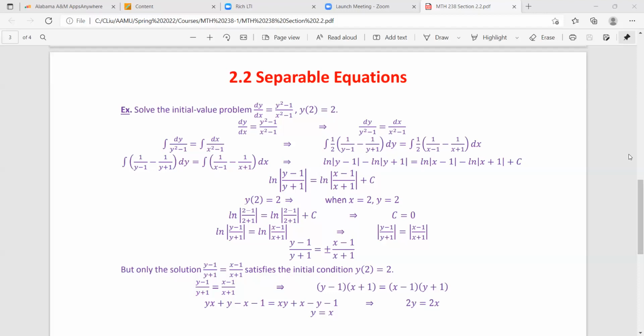So y minus 1 over y plus 1 will be equal to either x minus 1 over x plus 1 or the negative of x minus 1 over x plus 1. Because when you take the absolute value on both sides, they end up with the same number, right? You can have a negative number and take the absolute value, and you get the same positive number. So that's why you always get a positive and negative.